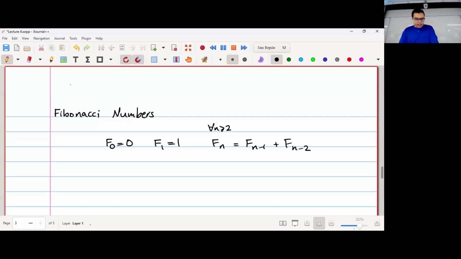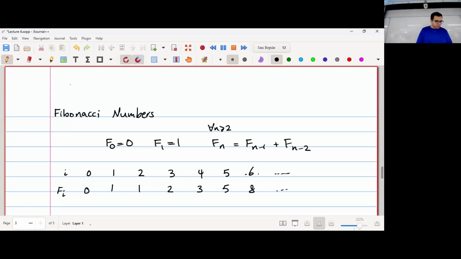So basically, I have this sequence. I have i and F(i). So let's do 0, 1, 2, 3, 4, 5, and so on. So F0 is 0, F1 is 1, and then every element is just the sum of the two previous elements. So F2 would be 1, F3 would be 2, F4 would be 3, F5 would be 5, and so on. F6 would be 8. Okay, so these are the Fibonacci numbers.